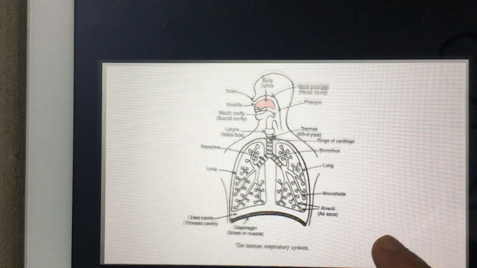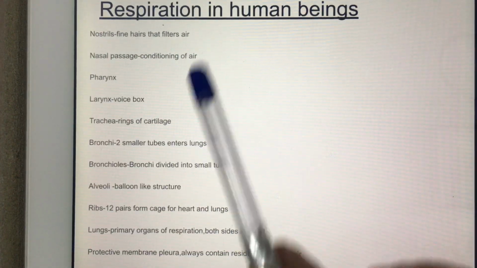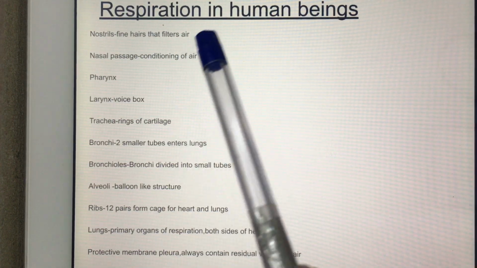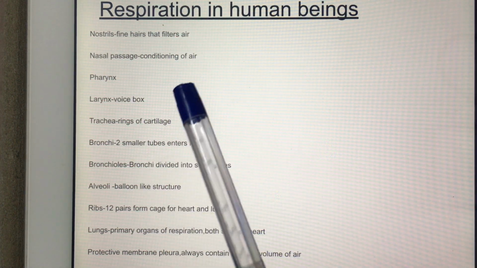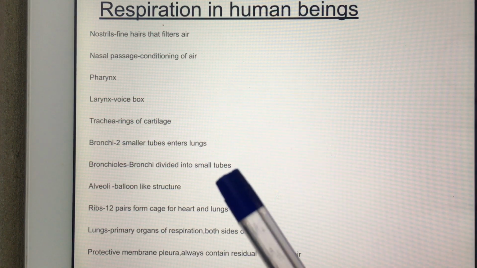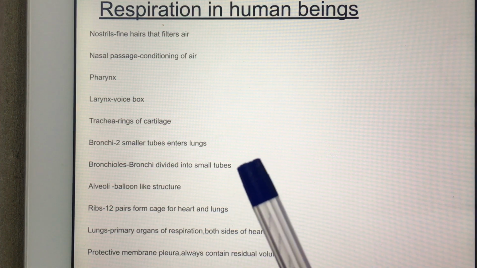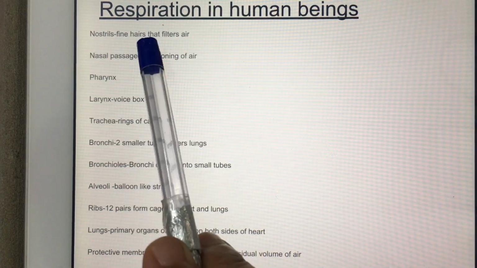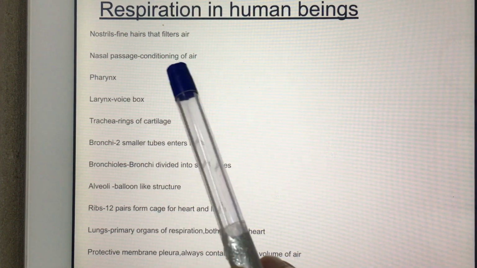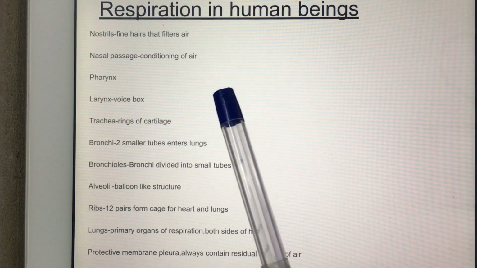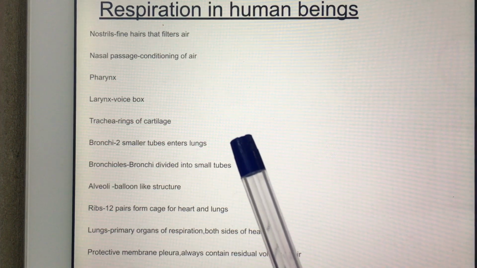Now let's see the functions of the different parts of the respiratory system. The nostrils have fine hairs that filter the air. When we inhale, there are dust particles and bacteria in the air, and all of those are filtered by the fine hairs. Then there is the nasal passage. The nasal passage does the conditioning of air, which means its temperature is maintained according to the body temperature.